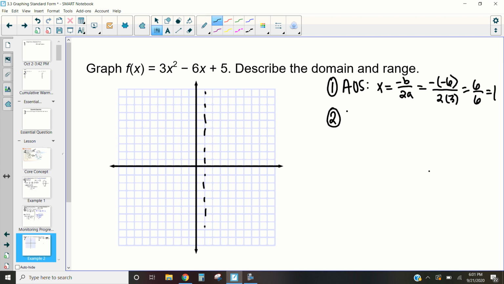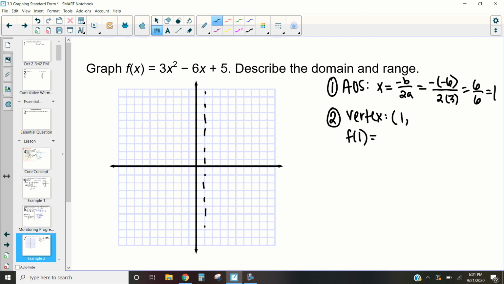Now, the second thing I want to do is I want to find my vertex. So this will tell us where we are. Notice how this 3 here is positive. That means that it's going to open up and our vertex is going to be at the bottom of our quadratic. So to find that vertex, we know our x value is going to be 1. All I have to do is substitute my x value into my function and I can figure that out.